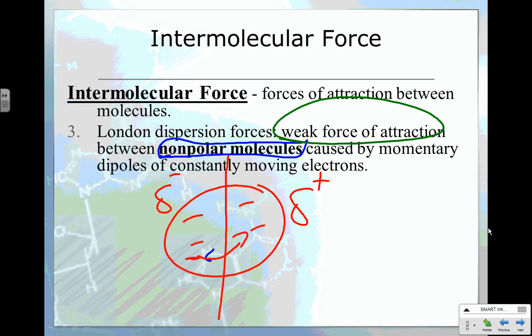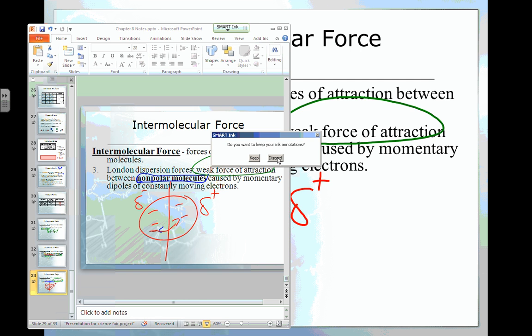So intermolecular forces are an important part of understanding how a molecule is going to behave. And that ends our last set of notes over Chapter 8, covalent bonding.